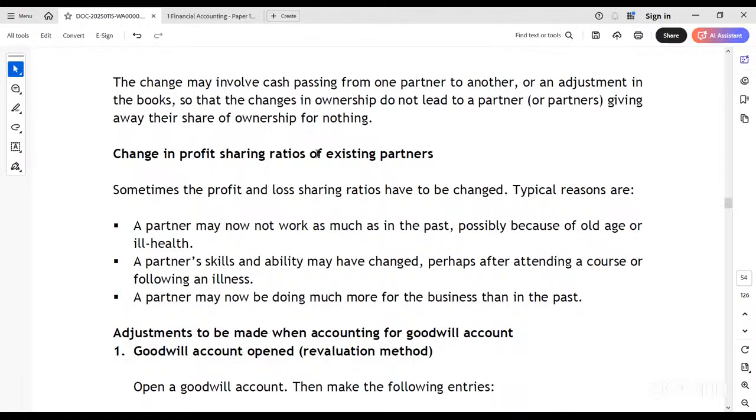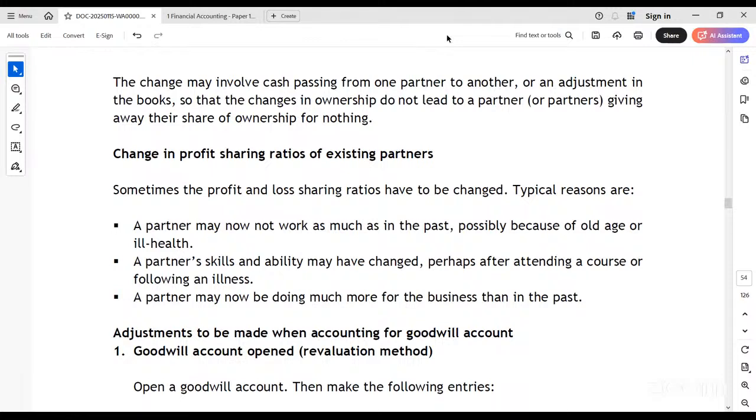Change in profit sharing ratios of existing partners. When can we change ratios in the partnership? The profit sharing ratios. When can the existing partners change these ratios? Under what circumstances can the ratios be changed? Under what circumstances can we change the profit or loss sharing ratios?